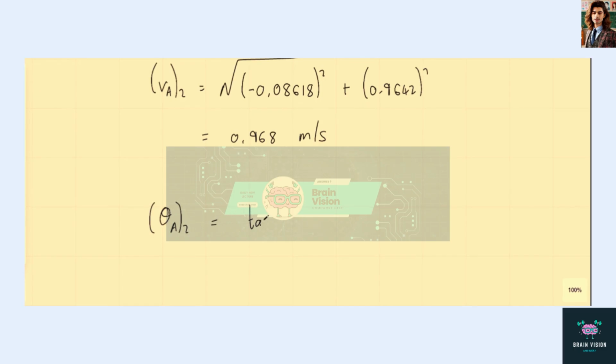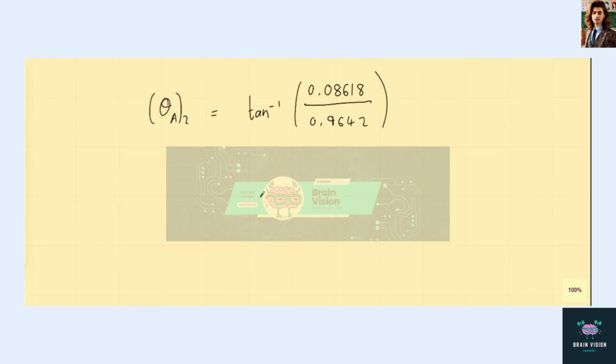And its direction, so that we can have the complete vector, theta A after the collision is equal to the arctan of the y component over the x component. That's the arctan of 0.08618 over 0.9642, and so the angle is 5.11 degrees, and that's from the positive y-axis.